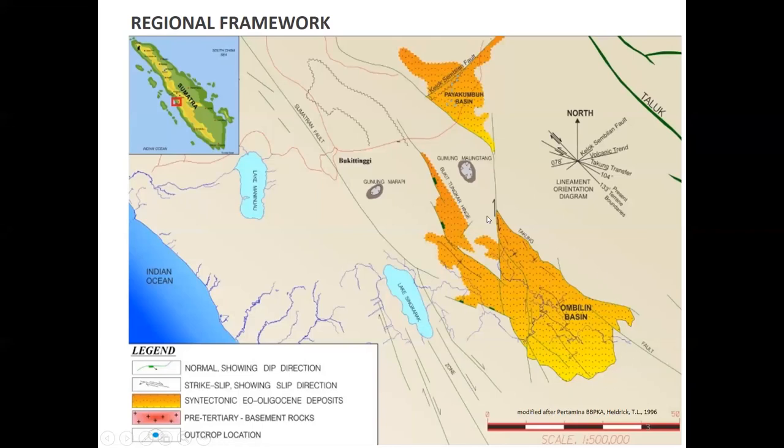So by seeing this regional structure map of the Paleogene Graben, we can see that the geometry of Payakumbuh basin is basically a rift basin, but in an asymmetrical half graben, compared to the Ombilin basin, which has a full graben and symmetrical form. If we go back again to Payakumbuh basin, we can see the main depocenter was located to the northwest, to the southwest of the Kelok Sembilan fault.